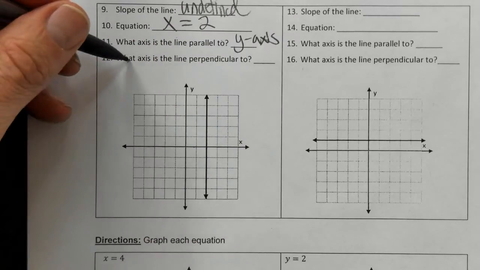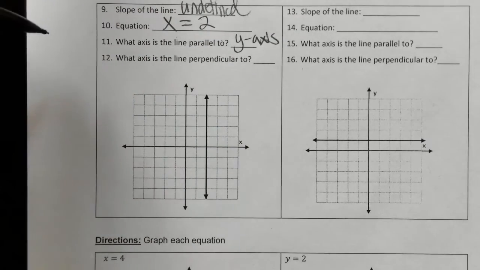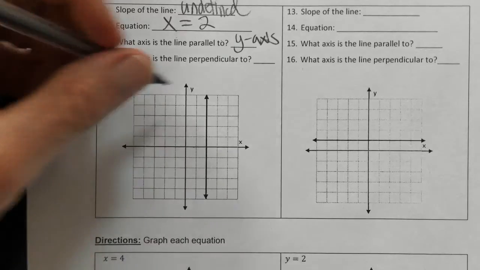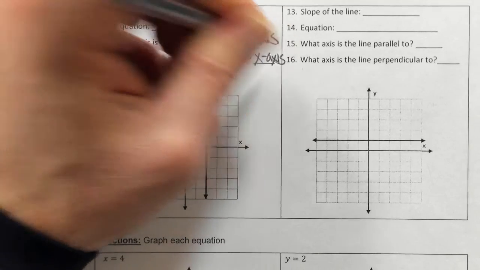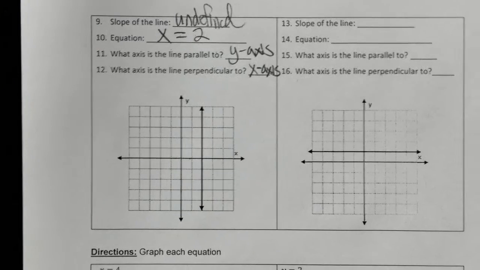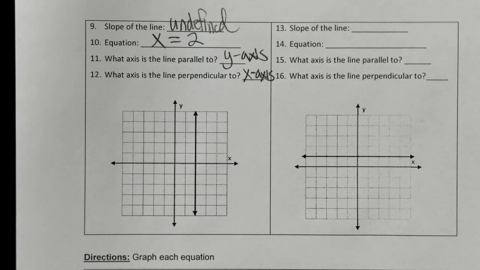What axis is the line perpendicular to? It crosses, or is perpendicular to, the x-axis. All right, so the more you practice these, the easier it will get for you, and the more comfortable you'll get with writing these things out. Let's try the next one, see what we got.